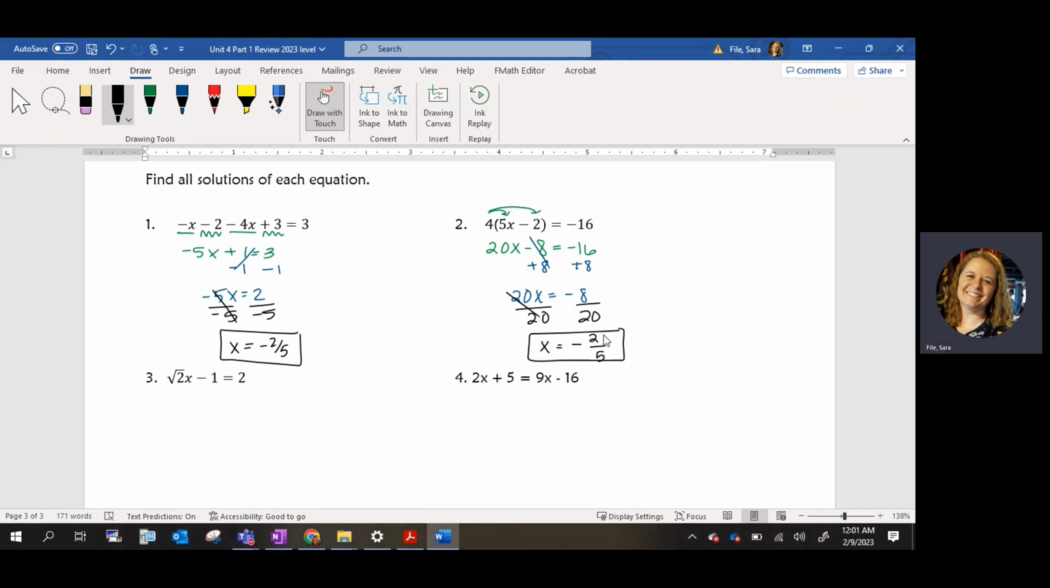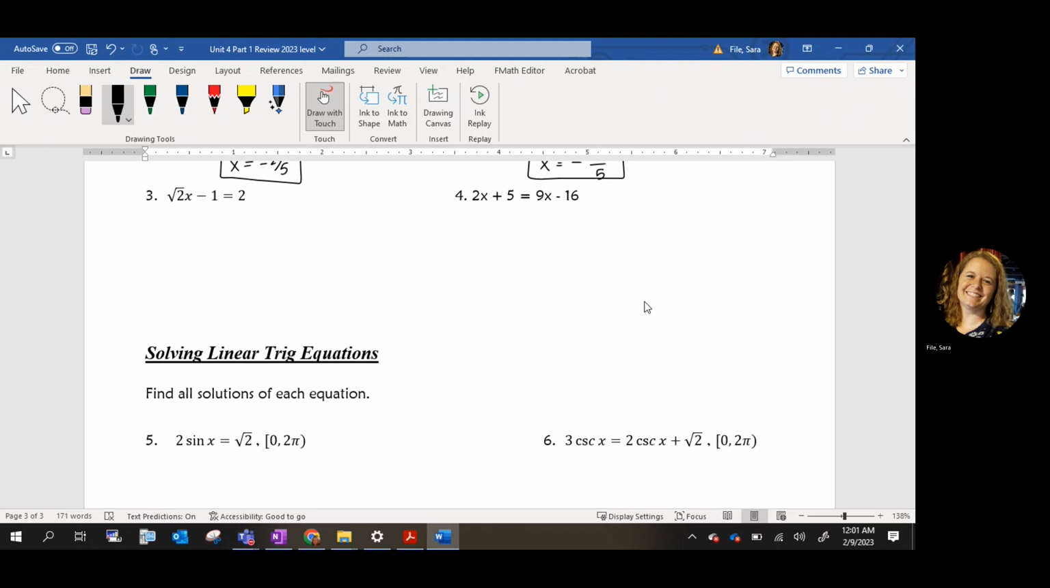Now on this other one, there's nothing to combine over here. I'm going to get rid of the 1 by adding it to the other side. Now that square root of 2 is under the radical, the x is not. So then I divide out that coefficient of radical 2.